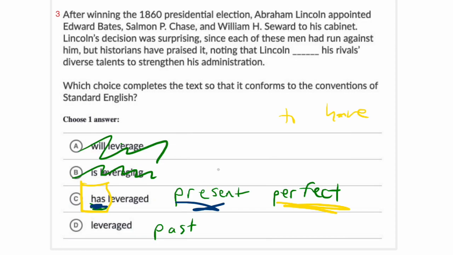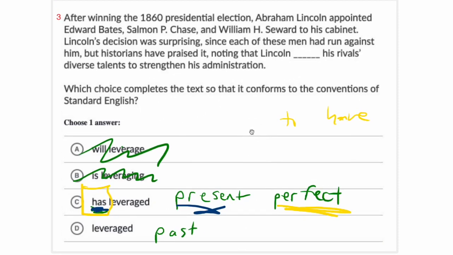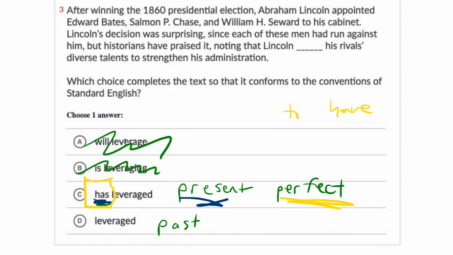And when would you use the present perfect? Well, if you were talking about somebody who was still continuing. So maybe if they were talking about, oh, this is 2023, oh, President Biden. Biden has leveraged his rivals' diverse talents, and that would make sense, but not in the case of Lincoln, who died over 150 years ago at this point. So we definitely want the past, and that is D.